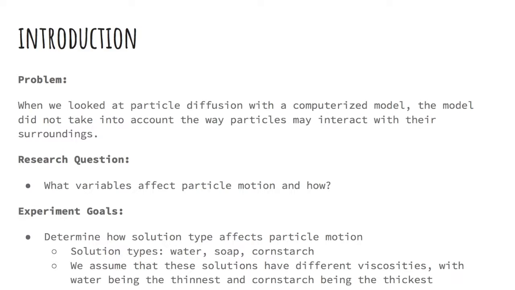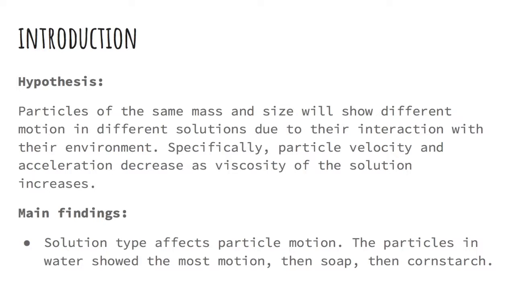Our solution types were water, soap, and cornstarch. We assumed that these solutions have different viscosities, with water being the thinnest and cornstarch being the thickest. Our hypothesis was that particles of the same mass and size will show different motion in different solutions due to their interaction with the environment. Specifically, particle velocity and acceleration decrease as viscosity of the solution increases.